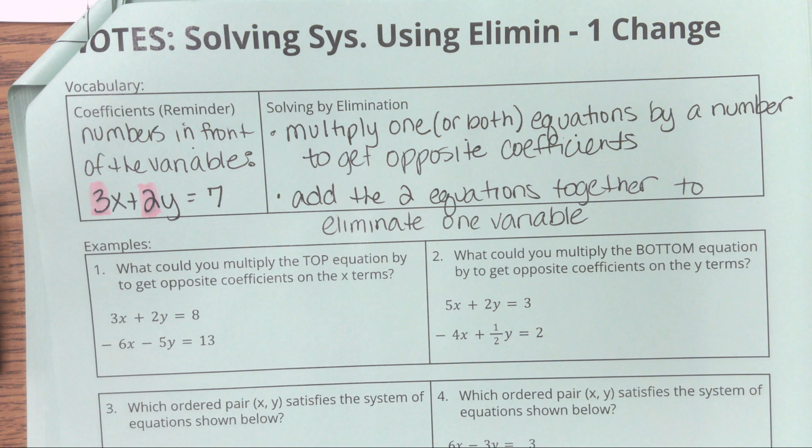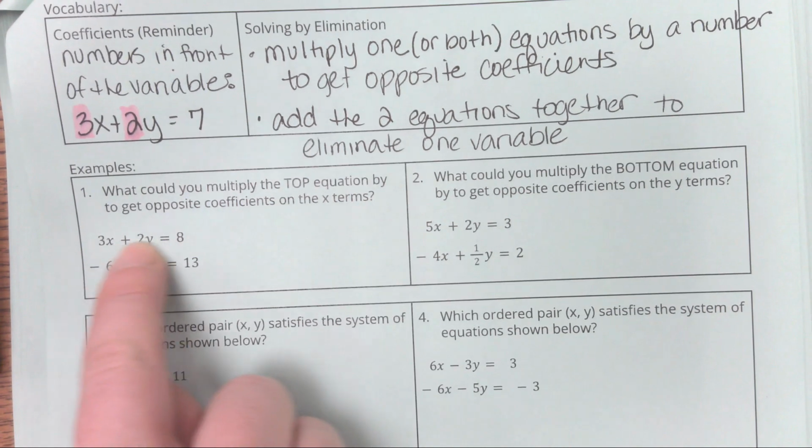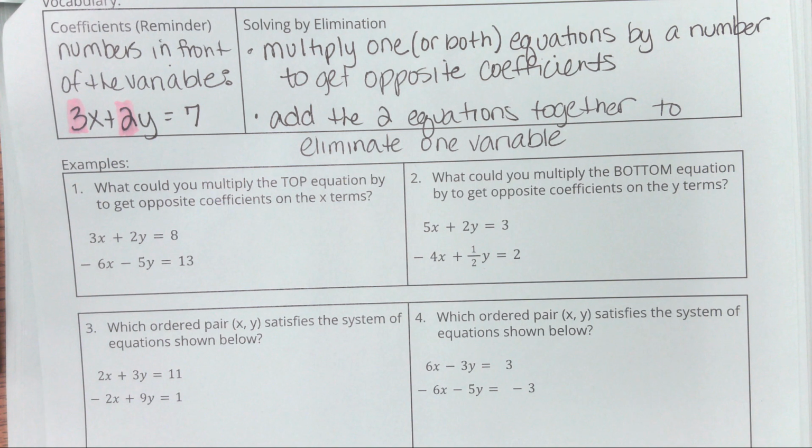But what's going to happen today is sometimes they're not going to be opposites, and so we're going to multiply by something to get them to be opposites. That's our goal. So at first, that's just what we're going to practice. On number 1, what could you multiply this top row by to get opposite coefficient of the bottom row of x?